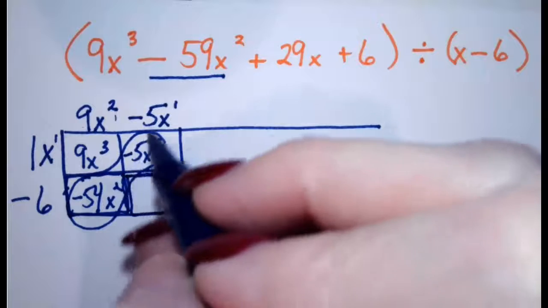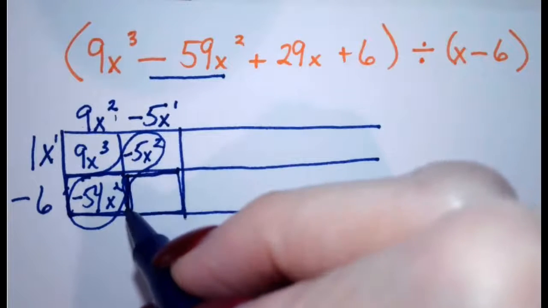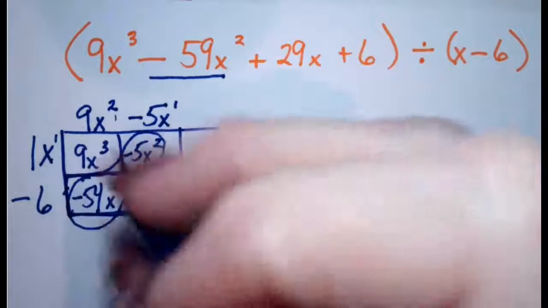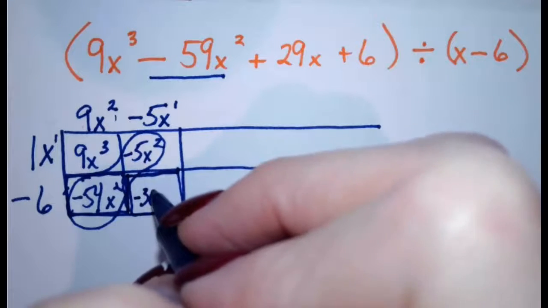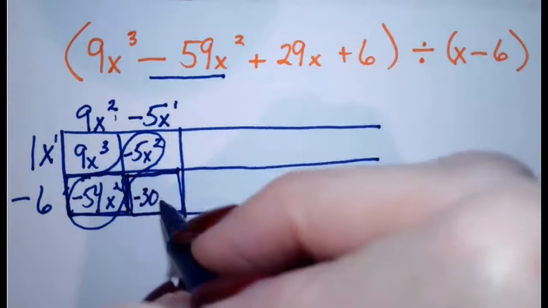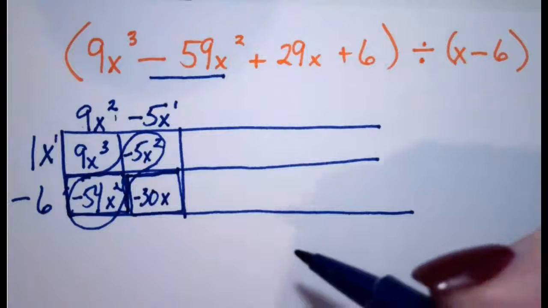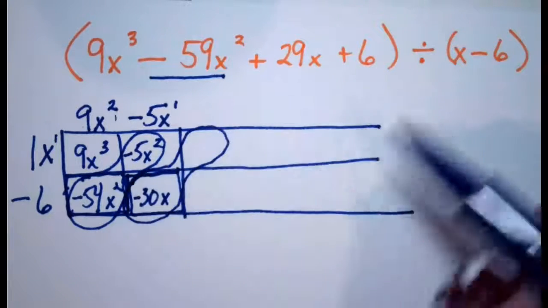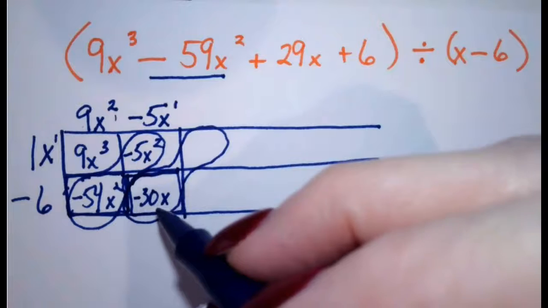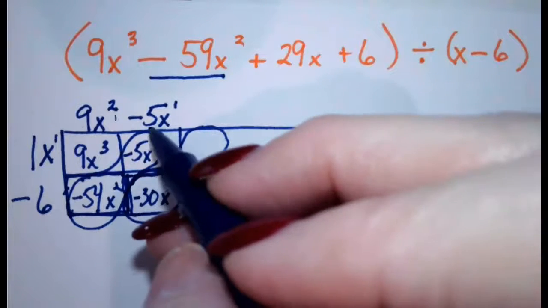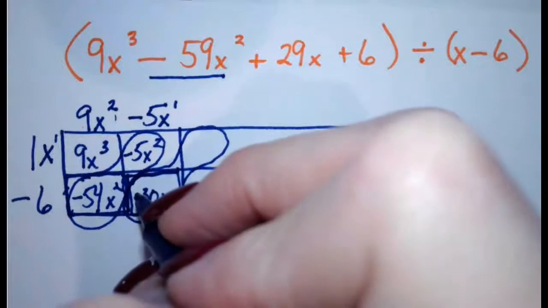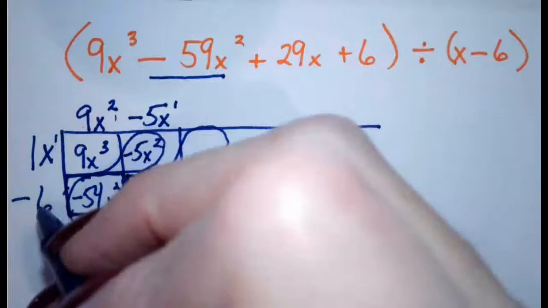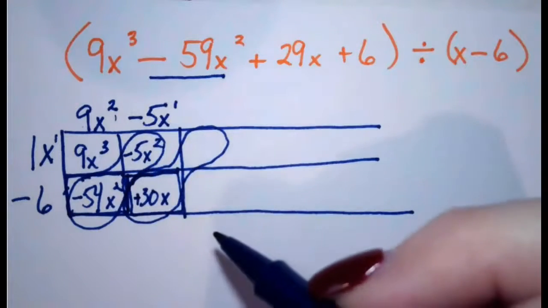The length, negative 5x. The width, negative 6. What is negative 5 times negative 6? Negative 30. And I have 1x. Now it's time to make a new peanut. Now this time, oh, a negative times a negative is a positive. I forgot that, didn't I? A negative 5 times a negative 6 is a positive 30.